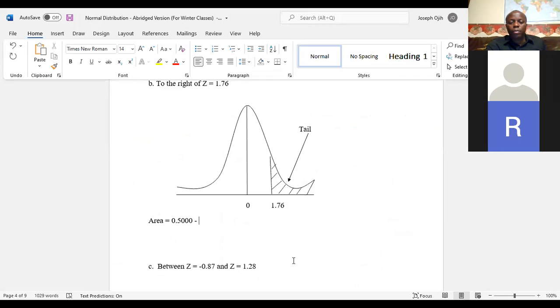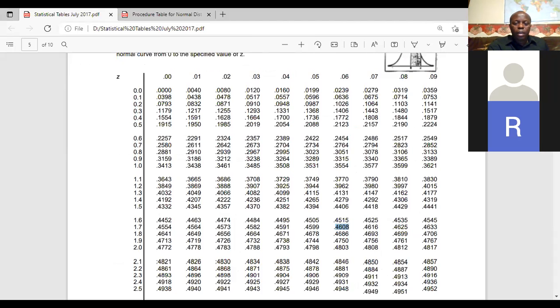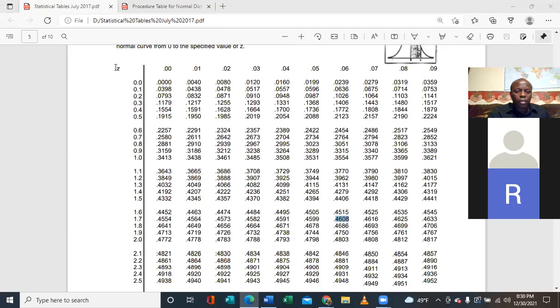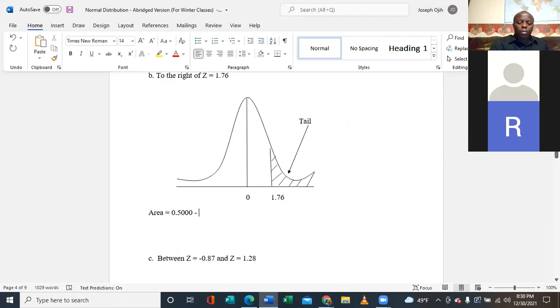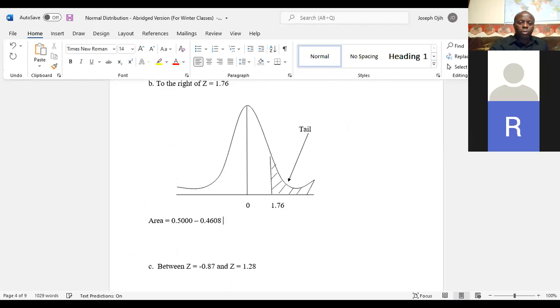Now we can look for it on the table. And this is the table right here. 1.76: Z is 1.7, and you go under 6. So 1.7, 0.4608. You subtract this, and that will give you the area we are looking for.